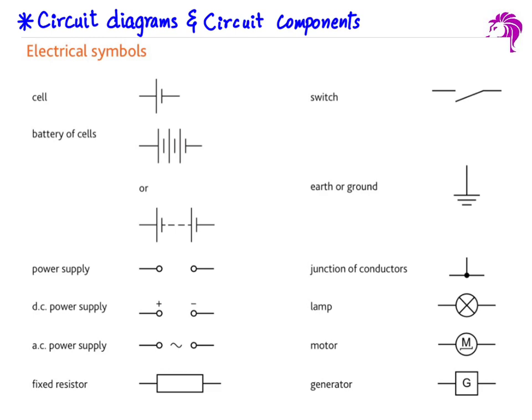these are the circuit symbols once again. Cell, battery of cells, more than one cell connected. You can make it like this, or you can just make 2 cells and a dotted line in between them. This will represent a battery. This is a symbol for power supply, a symbol for DC power supply, a symbol for alternating current power supply, a fixed resistor. Then you have a switch, you have an earth or ground given by this symbol. You have junction of conductors, meaning you have these wires joined together. You have a lamp over here, this is a motor, and this is a generator.